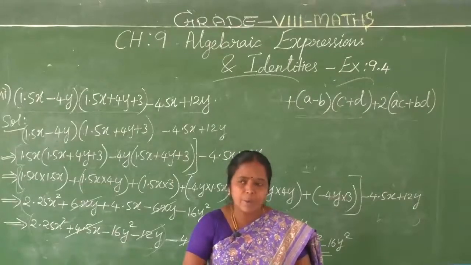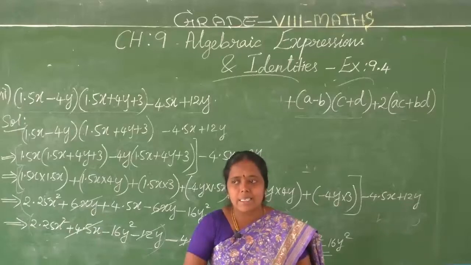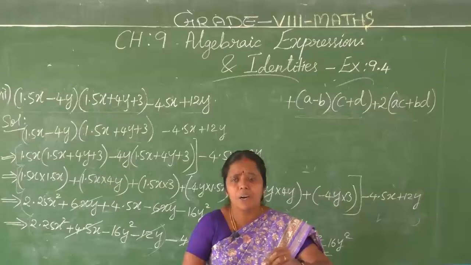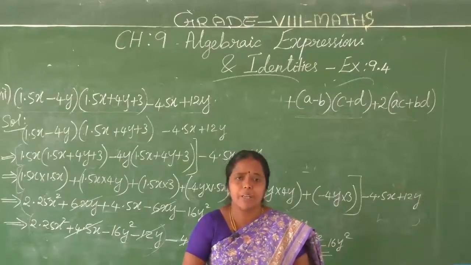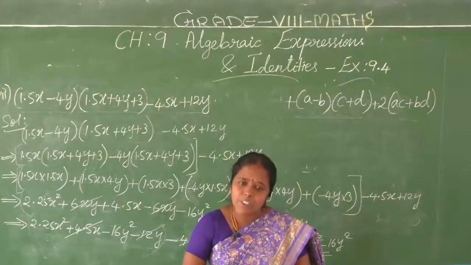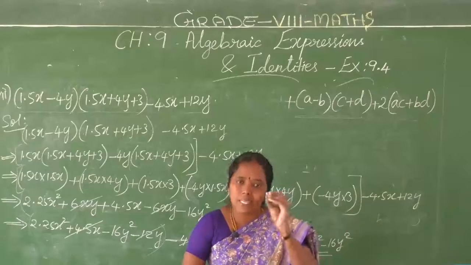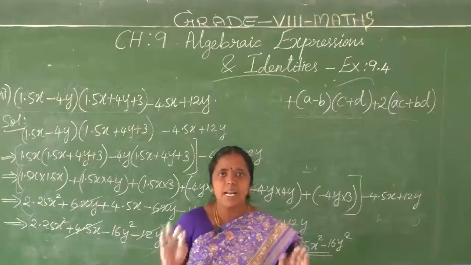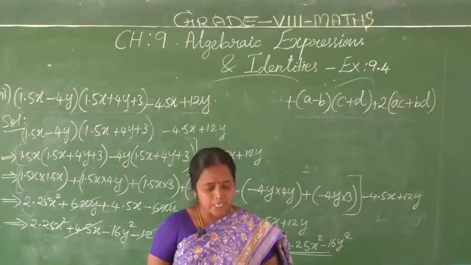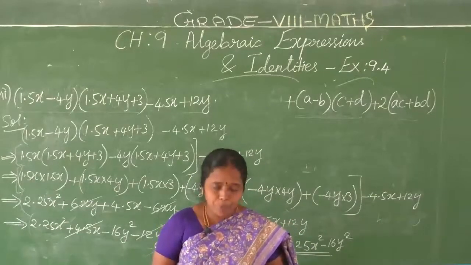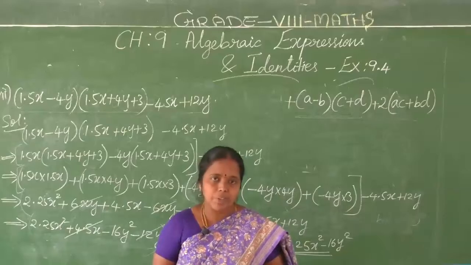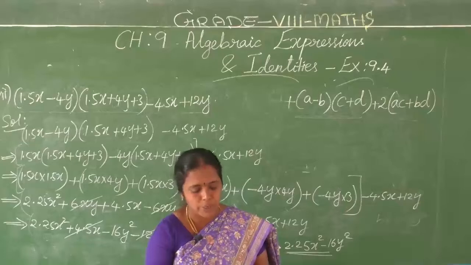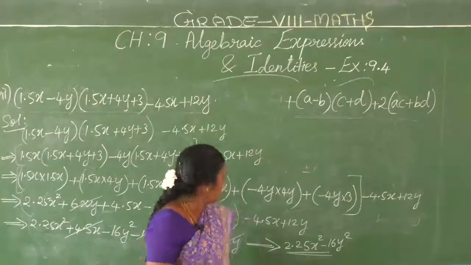Identity means what? Identity is an equation which is true for every value of the variable in it. But an equation is true for only certain values of the variable. So I am going to compare both things, and then a few more standard identities given in our book I will teach you. Based on that, the remaining exercise we are going to see in the next class.